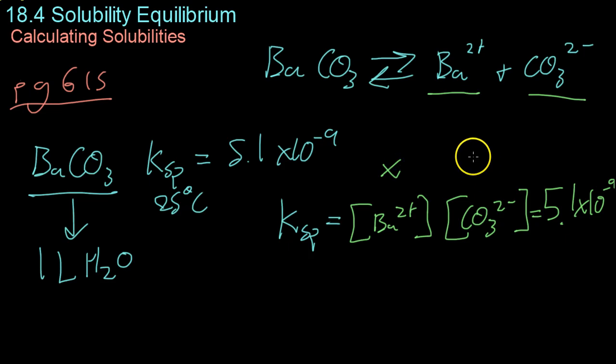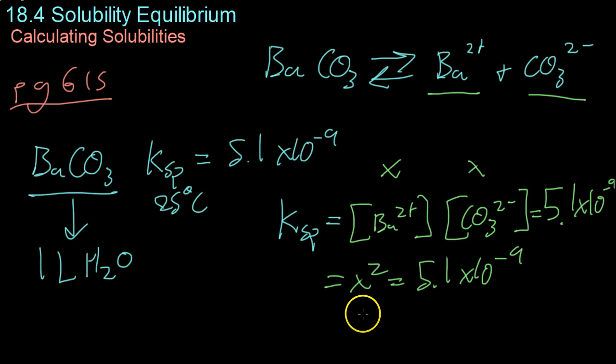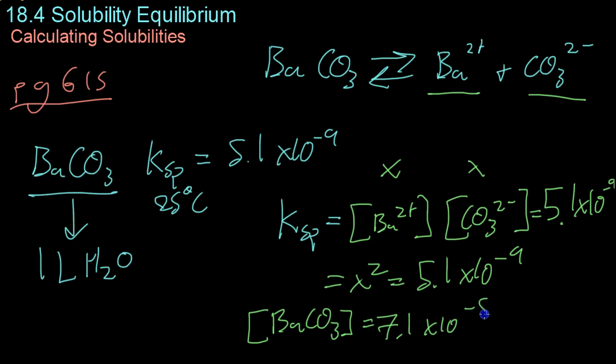So if we let that equal x, then the carbonate concentration also equals x. In other words, you're going to have the same concentration of barium as carbonate for all intents and purposes. So you can set that product as x squared equal to the Ksp value of 5.1 times 10 to the negative 9th once again. And then solving for x, you get the concentration of barium carbonate is 7.1 times 10 to the negative 5 moles per liter.